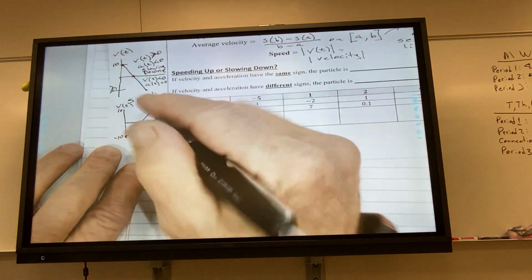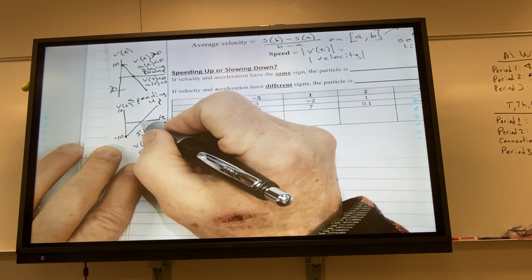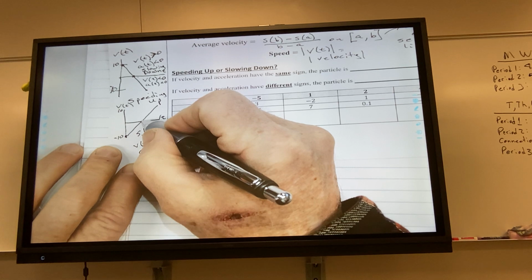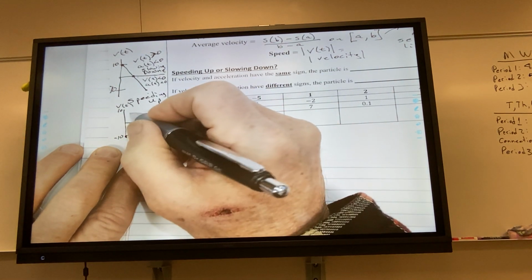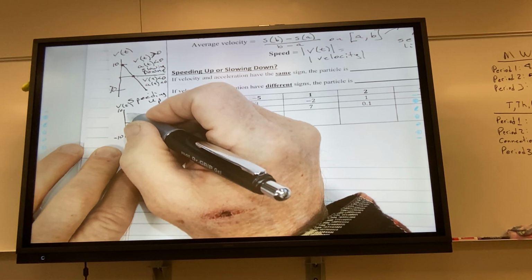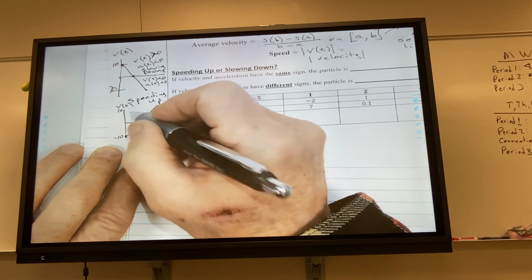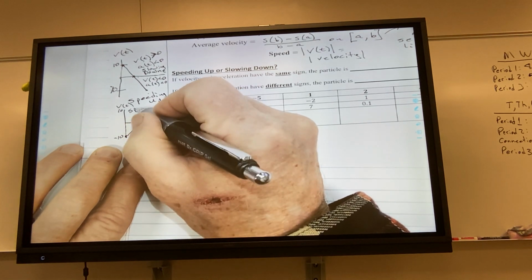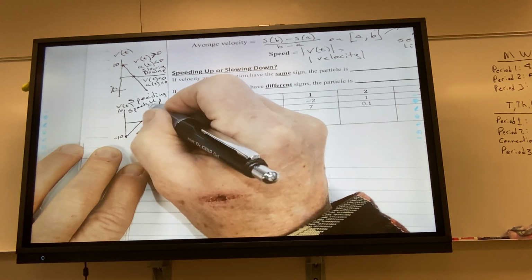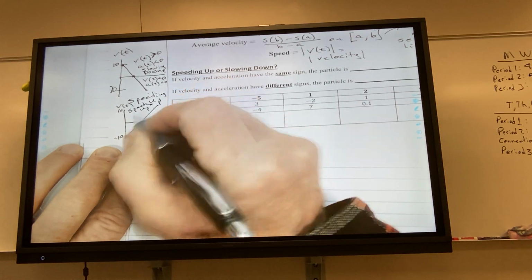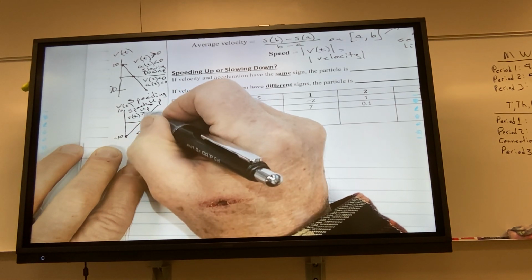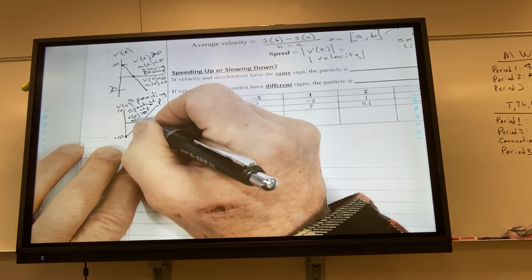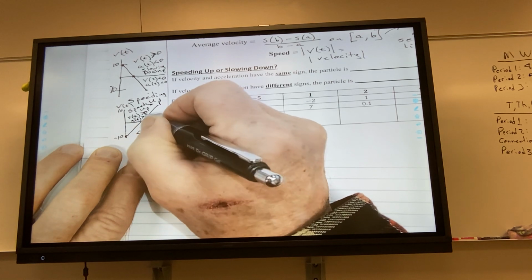All right. What is it here? 0. What is it here? 10. Is it slowing down or speeding up? Speeding up. What can you tell me about the velocity? It's positive. What can you tell me about the acceleration? It's also positive.